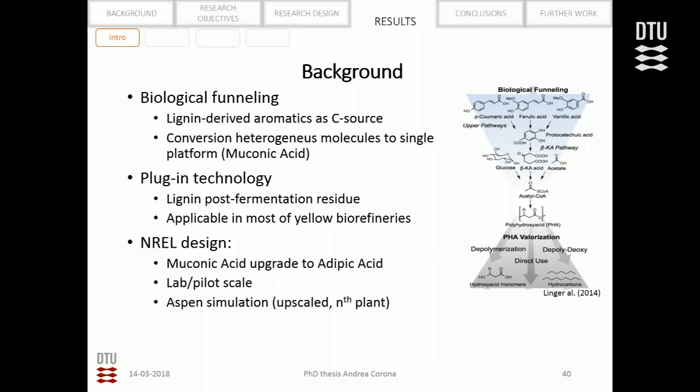And the National Renewable Energy Lab in the US has been working on a project, and they developed these bacteria that are capable of digesting all the aromatic compounds to the intermediate, which is called muconic acid. And from this muconic acid, they decided to upgrade it to adipic acid, which is one of the precursors of nylon. They have been working in the lab on the pilot scale of this process, and from that they built up an Aspen simulation representing the industrial and upscale scenarios.